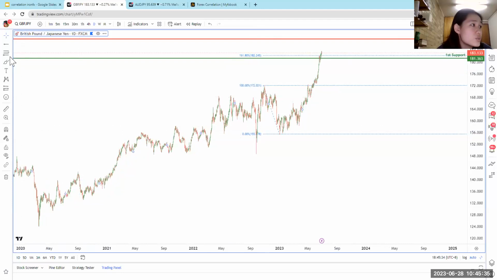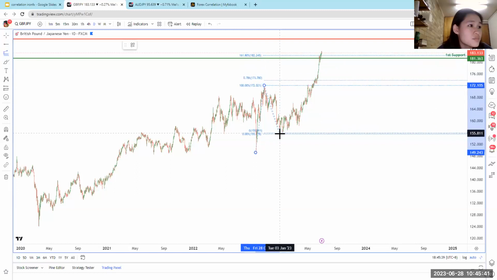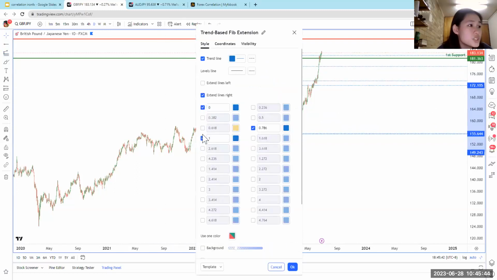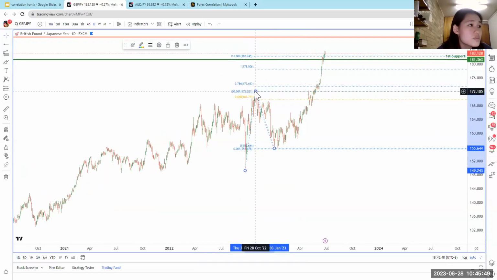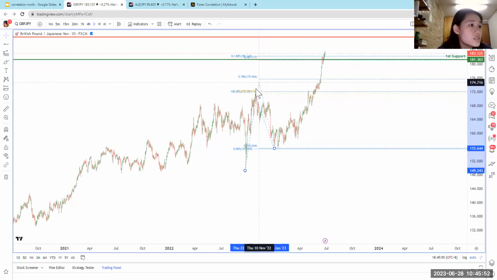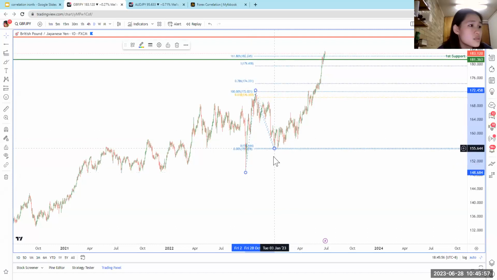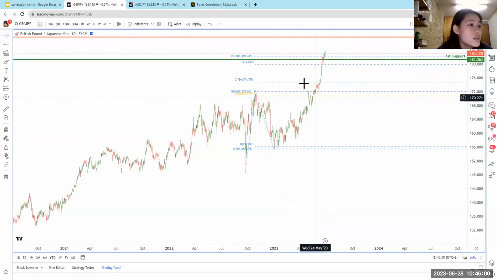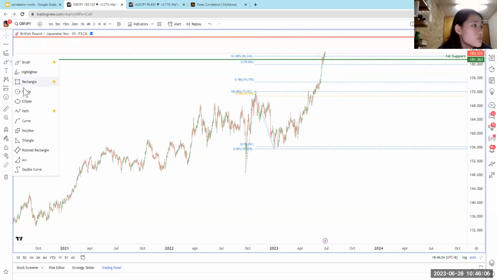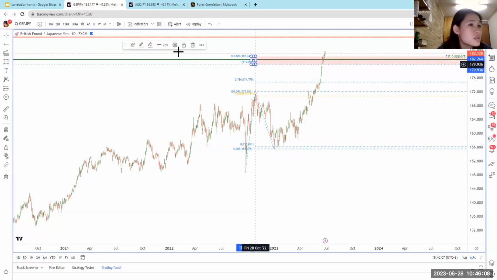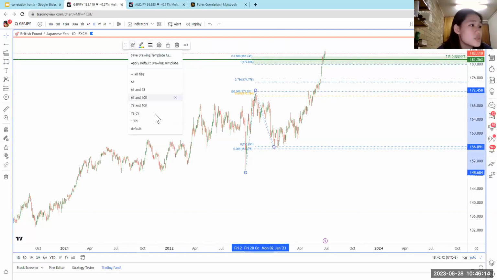And let's see if we have a projection as well. Similarly, for projection, we use these three levels. And I can see that my 100% matches up in this area as well. So I'm just going to keep my 100%.